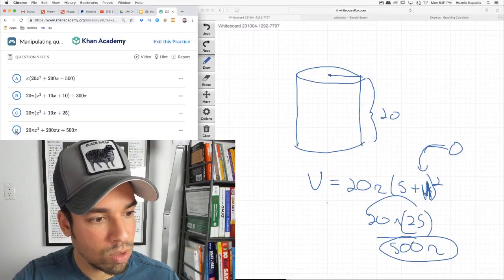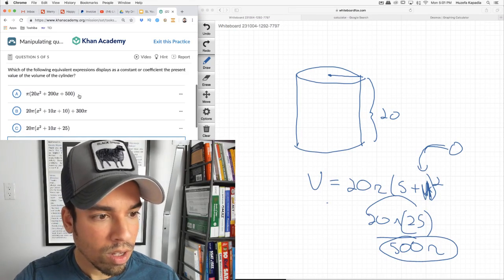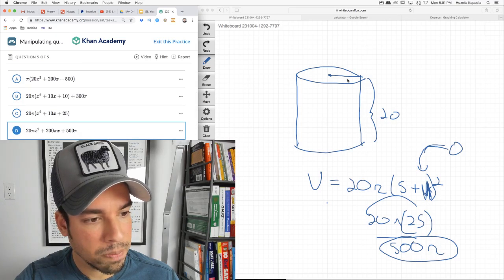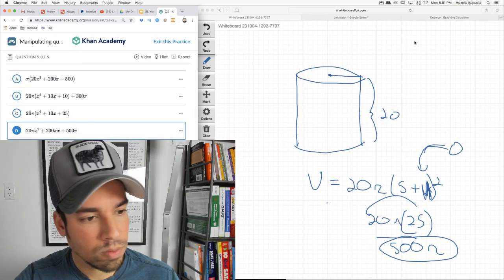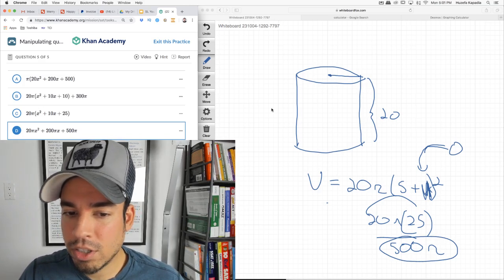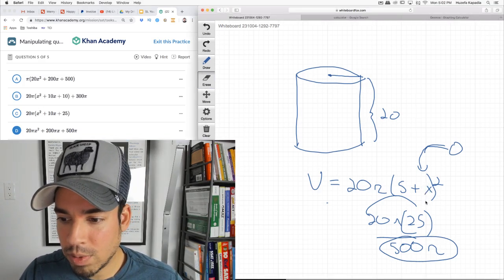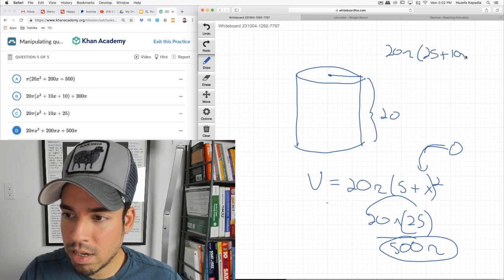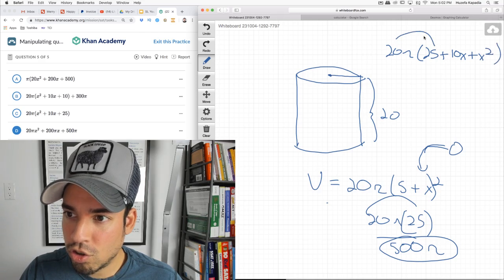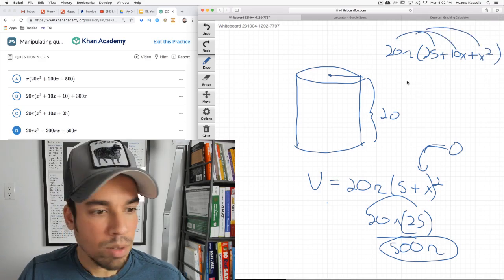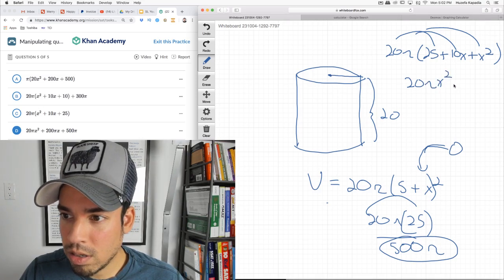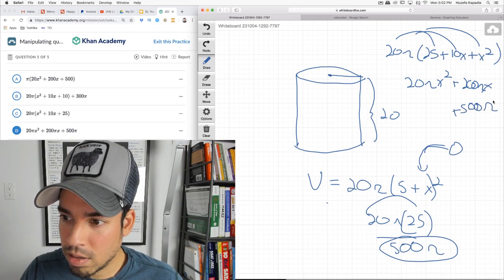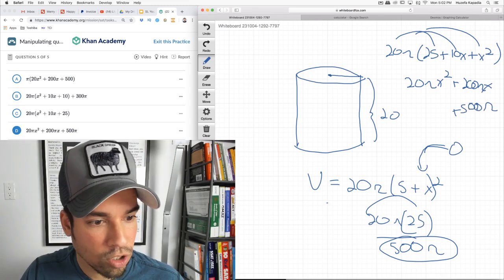So my assumption is the only one where I see 500 pi is in this one. I also see it here, but let's just make sure that this is still the correct expression. So let's FOIL this and see what we get. This becomes 20 pi times (25 plus 10x plus x squared). And then distribute this, and we get 20 pi x squared plus 200 pi x plus 500 pi. That's if I distribute this. So I do get that. So I'm just going to try this and see if that's right.